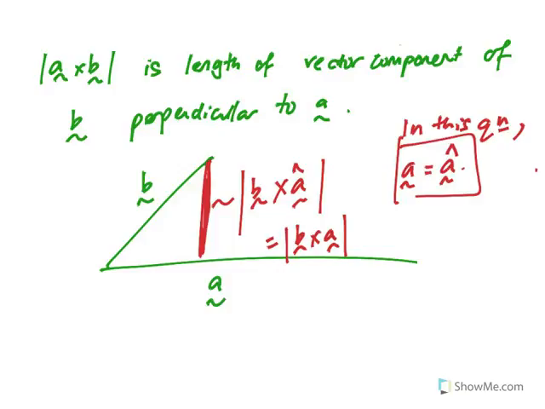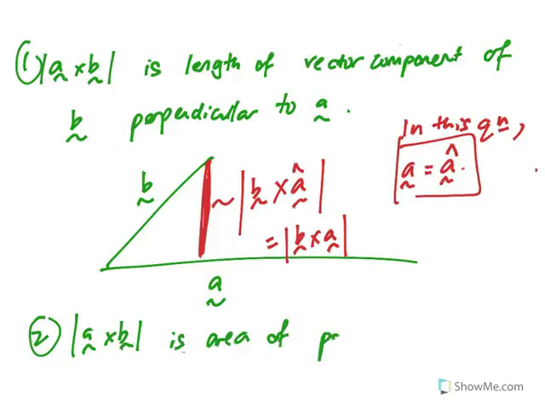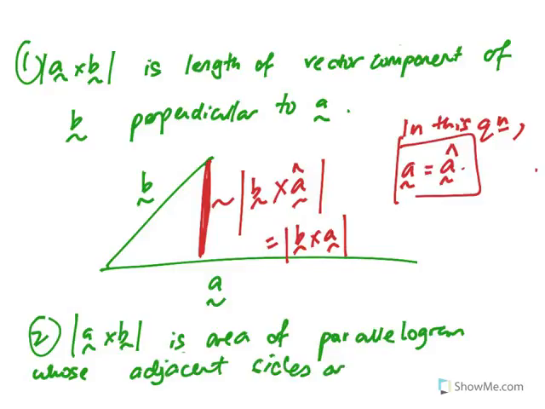So this is one definition. Second definition, you can say it is the area of a parallelogram whose adjacent sides are A and B. Please, you should know this. Okay, next one.